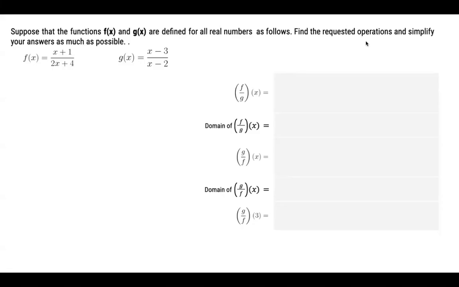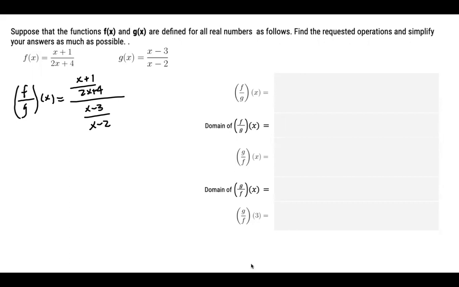When you're doing a quotient, when you're doing the division, you have to be careful about considering all the values that will be restrictions on the domain. So let's start by doing f divided by g of x. That means that we'll have to divide x plus 1 over 2x plus 4, everything divided by x minus 3 over x minus 2.